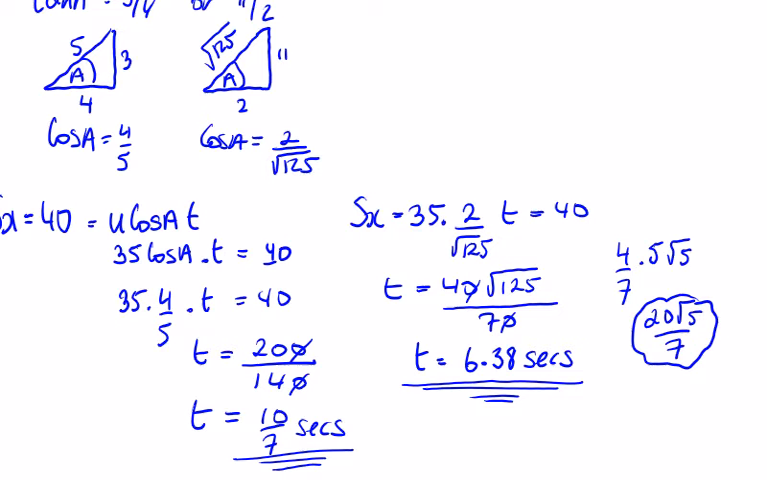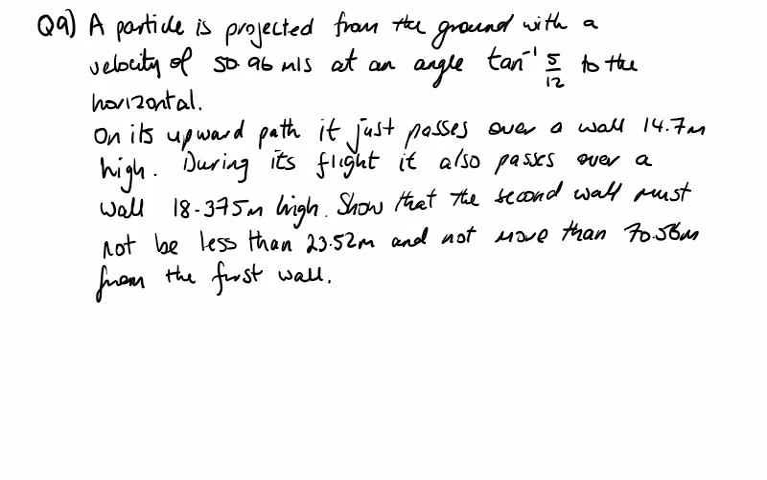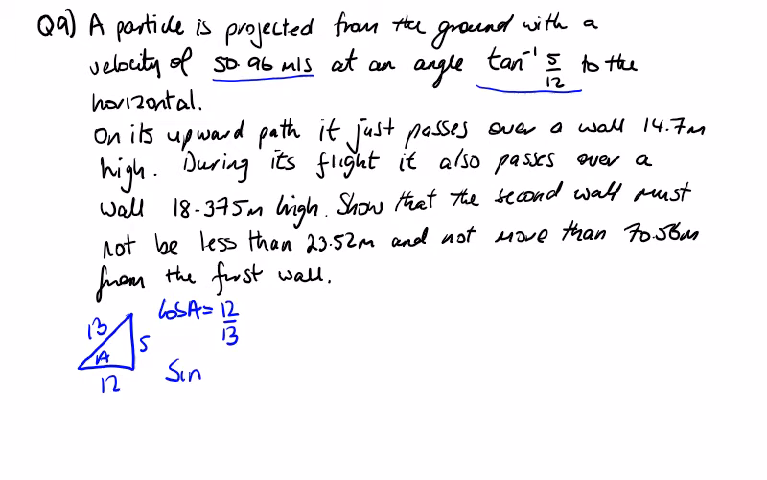So let's move on to question 9. Question 9. A particle is projected from the ground with a velocity of 50.96 meters per second at an angle inverse tan of 5 over 12 to the horizontal. Let me just jot that down real quick. Opposite over adjacent, hypotenuse, cos A 12 over 13, sin A 5 over 13.